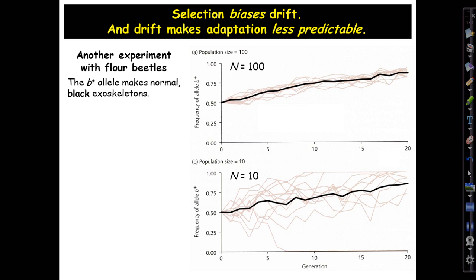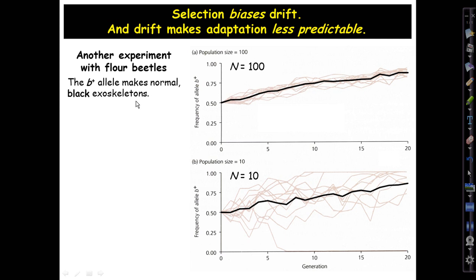So now it's time to talk about the interaction between selection and drift, which is very interesting and very important. Drift makes adaptation less predictable, but it doesn't stop it, is the take-home. The nicest illustration of this principle is again from your textbook. It's an account of another experiment with flower beetles, which we met earlier when we were considering lethal recessive mutations.